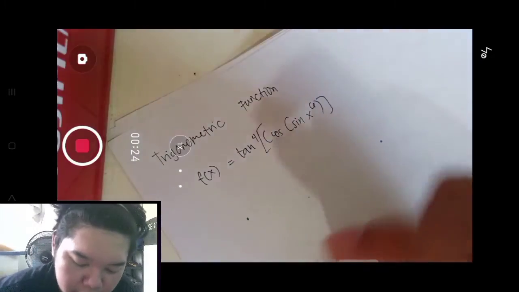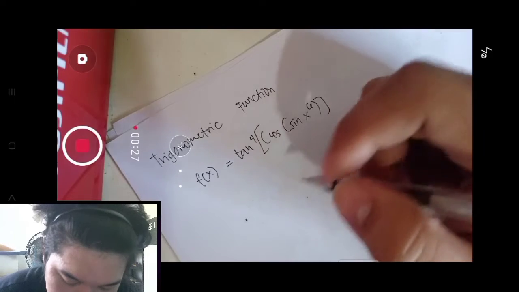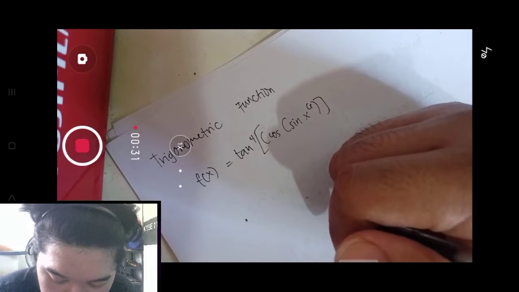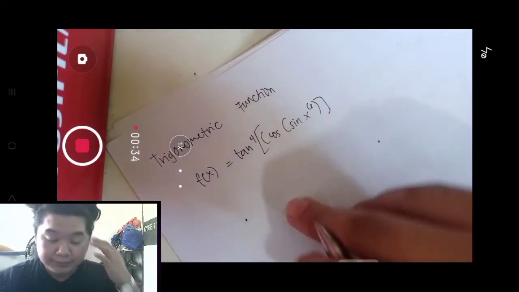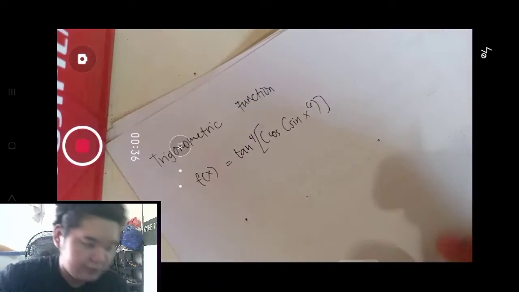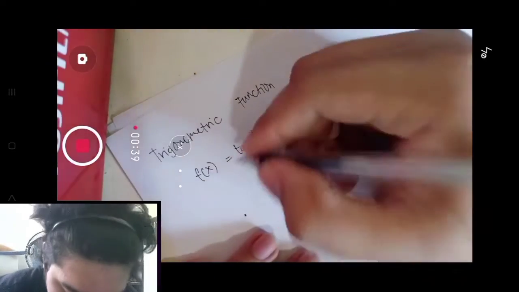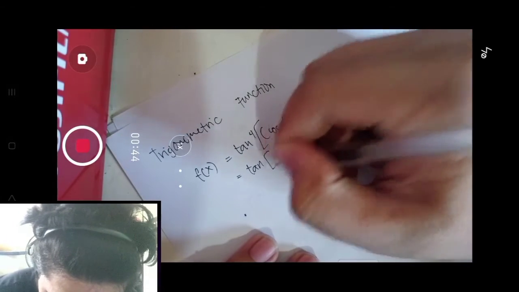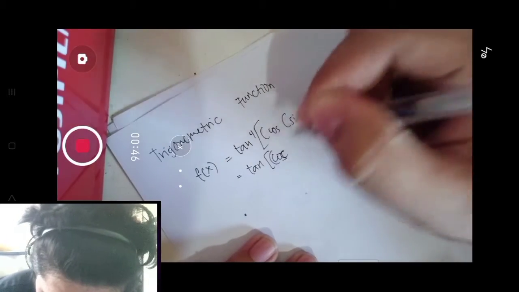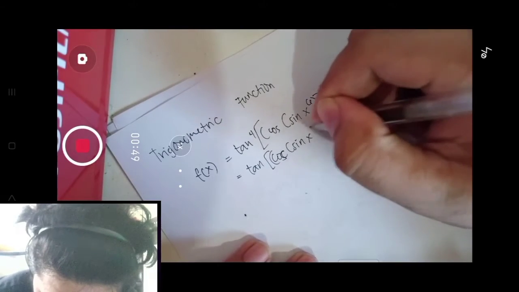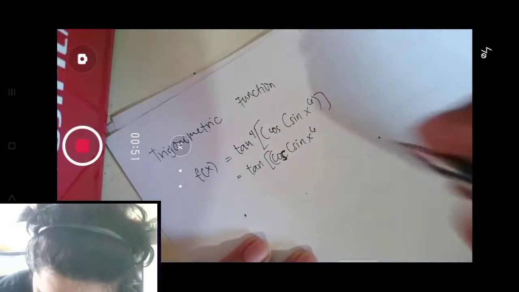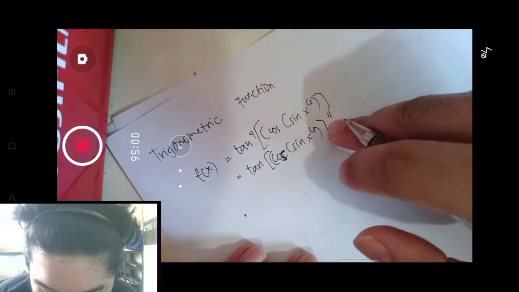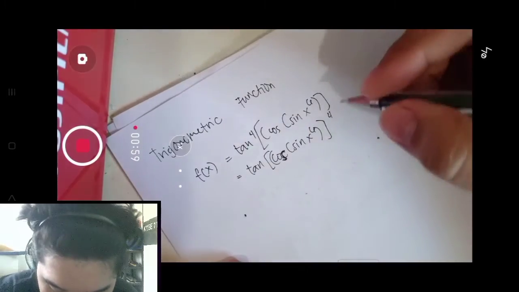We have our first function here, a trigonometric function, and our equation is f of x equals tangent raised to 4 times cosine of sine x raised to 6. First thing we're going to do is rewrite the equation. So it becomes tan, cosine of sine x raised to 6, and the 4 goes to the last part of the equation.